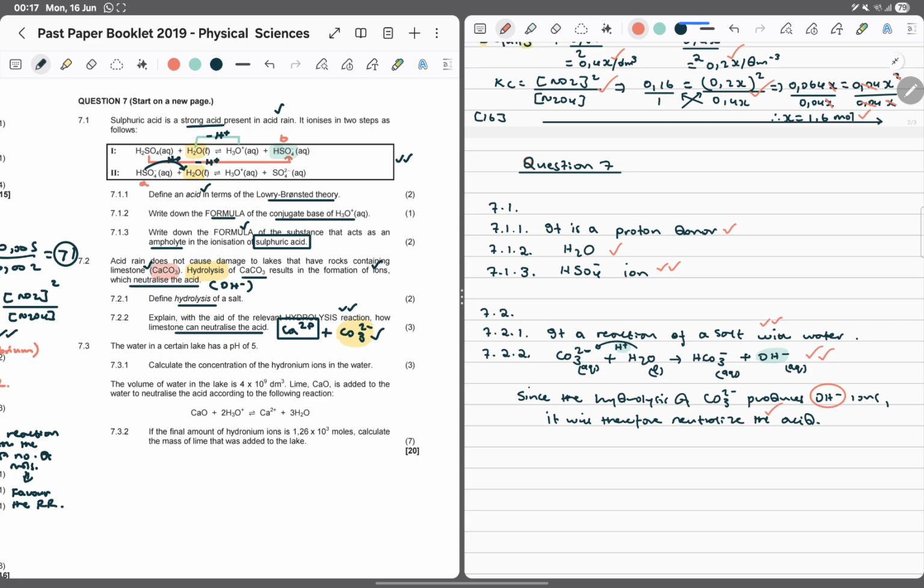And of course, the left hand side is a mark, because we needed to know which ones are reacting together. So the mark is for the left hand side, because we know it's the carbonate ion reacting with water. That's exactly what it is. And then the right hand side, knowing that we're going to produce the hydroxide ions mainly, and explaining now that the presence of these ions neutralizes the acid.